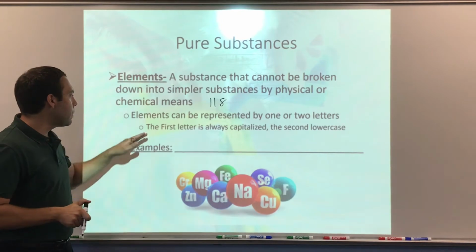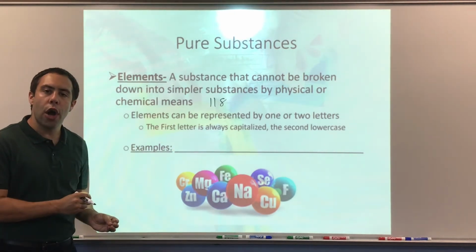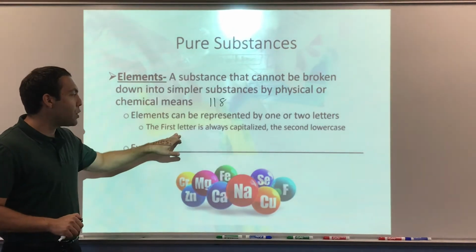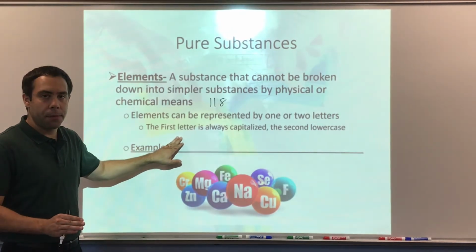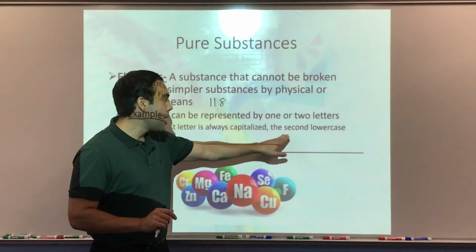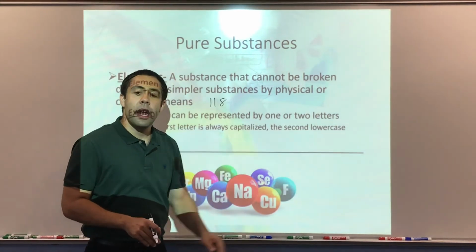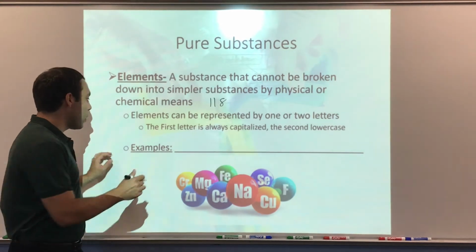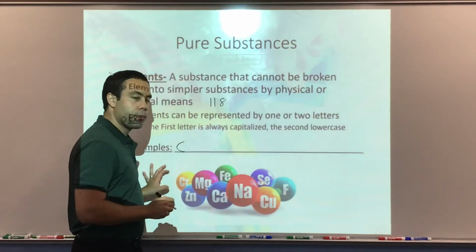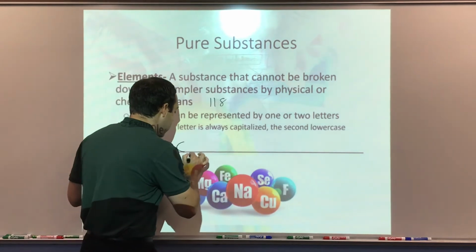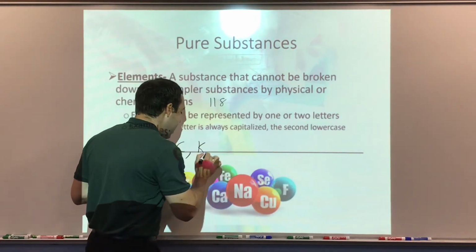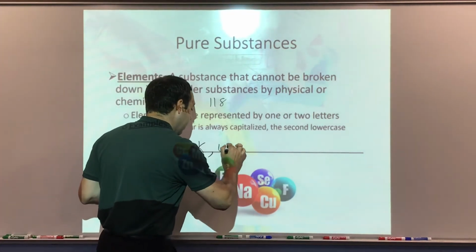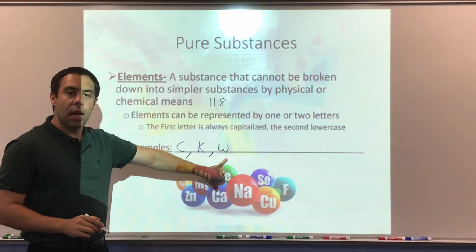Now, an element is represented by either one or two letters. If it's an element, the first letter will always be capitalized. If there is a second letter, the second letter will be lowercase. Now, there are elements that just are one capital letter. For example, carbon, capital C. Potassium, capital K. Or tungsten, which is represented by capital W.